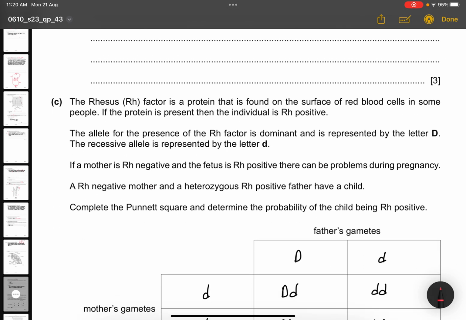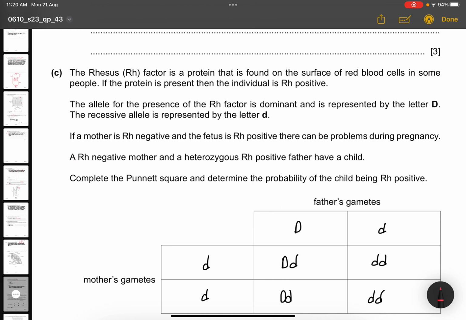Alright, part C. The rhesus RH factor is a protein found on the surface of red blood cells in some people. If the protein is present, then the individual is RH positive. The allele for the presence of the RH factor is dominant and is represented by the letter D. The recessive allele is represented by the letter small d. If a mother is RH negative and the fetus is RH positive, there can be problems during pregnancy.